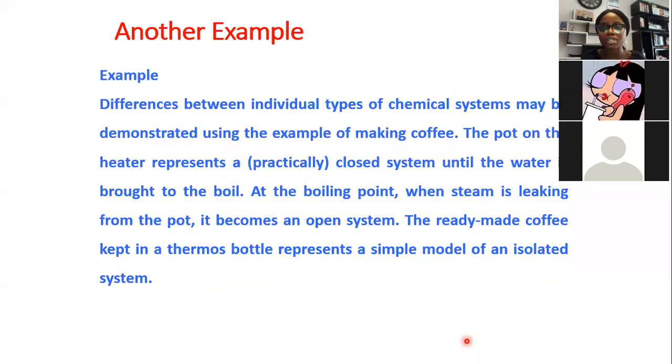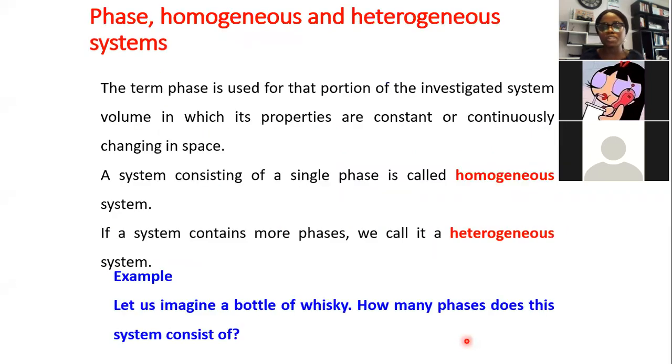Thank you very much. So another example, differences between individual types of chemical systems may be demonstrated using the example of making coffee. No, I'm not going to go into this. So just read it up.